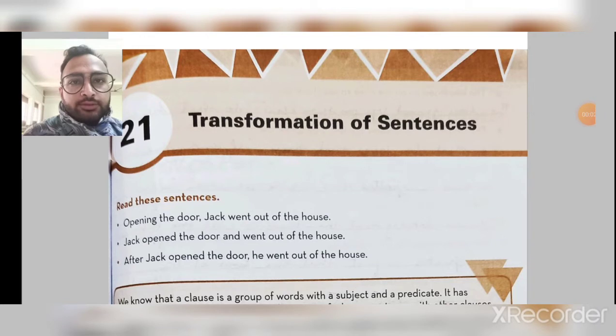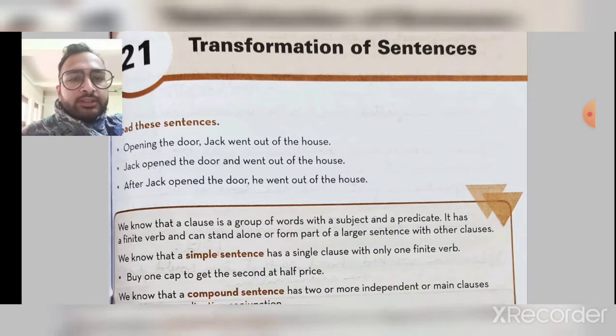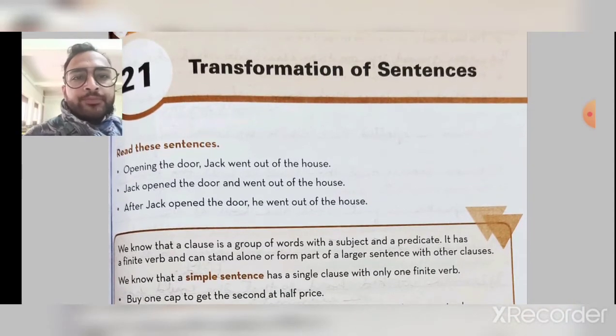Today we are going to read chapter 21 from standard 7th grammar: Transformation of sentences. Let us read a few sentences before we start the chapter. Opening the door, Jack went out of the house. Jack opened the door and went out of the house. After Jack opened the door, he went out of the house.